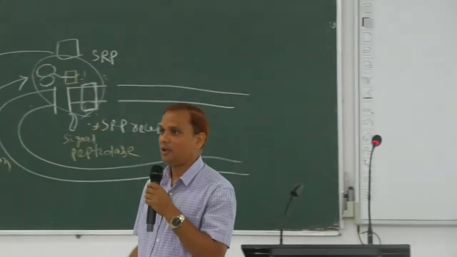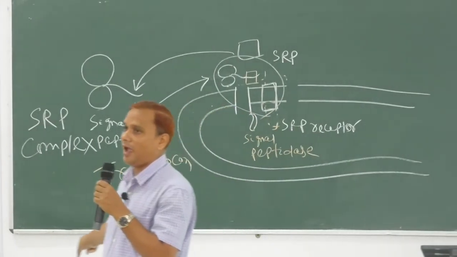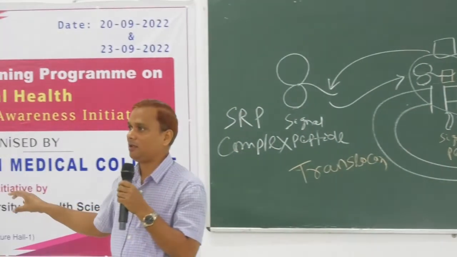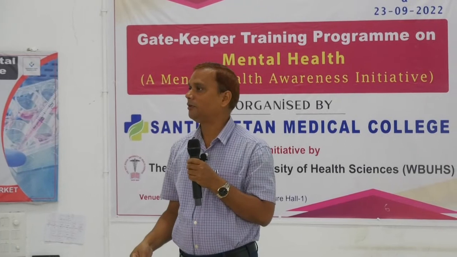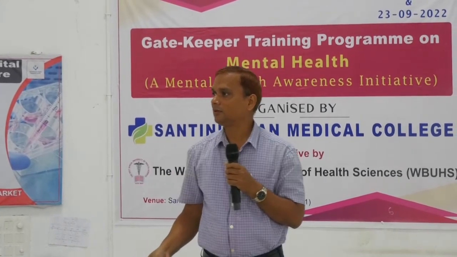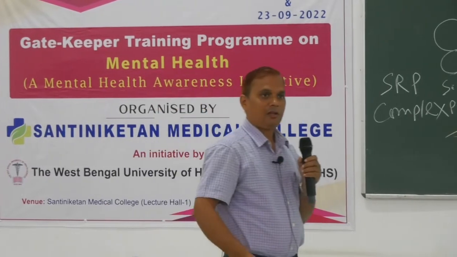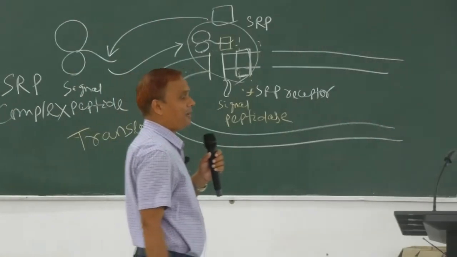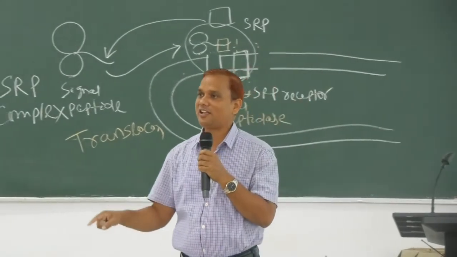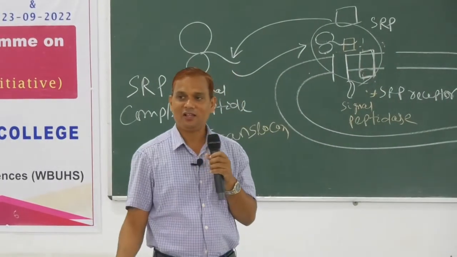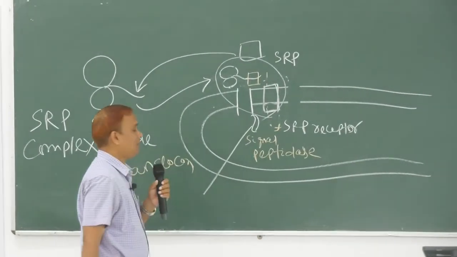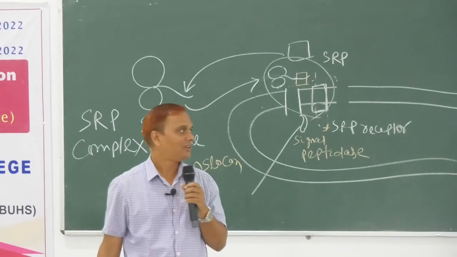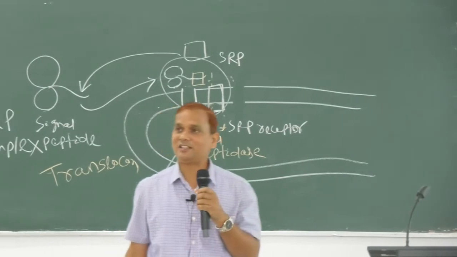Now after this, what I told, that the complex will dock. Where will it dock? It docks at the endoplasmic reticulum membrane channel. So after this, what will happen? What enzyme is there inside the membrane? That will be your signal peptidase enzyme.